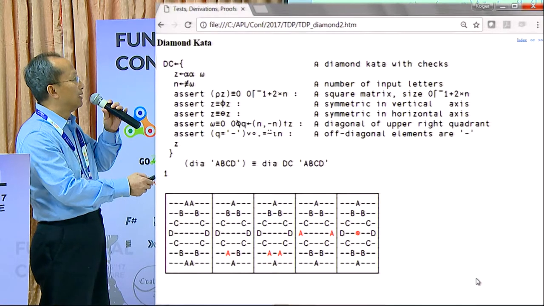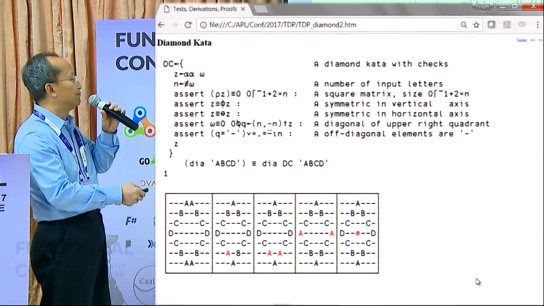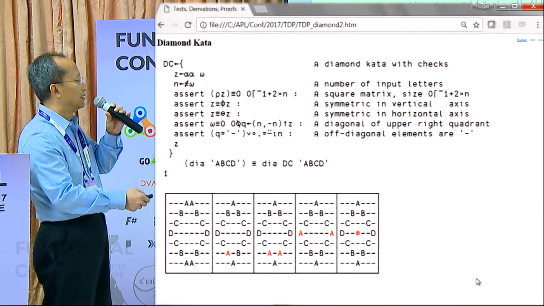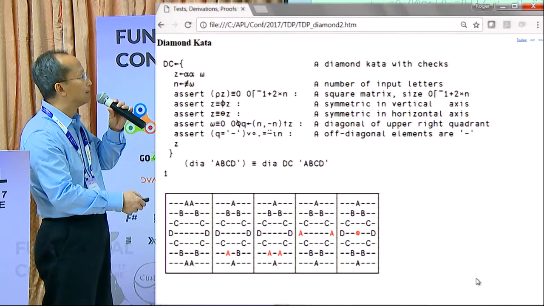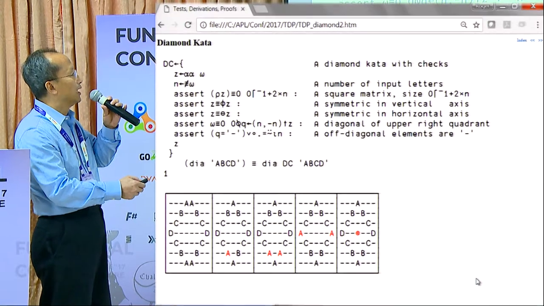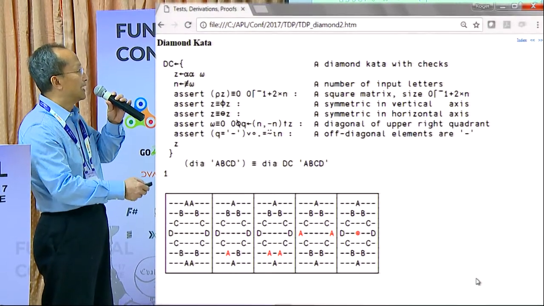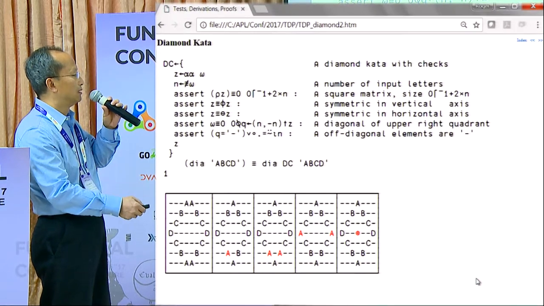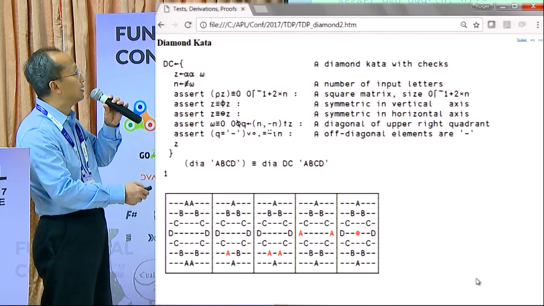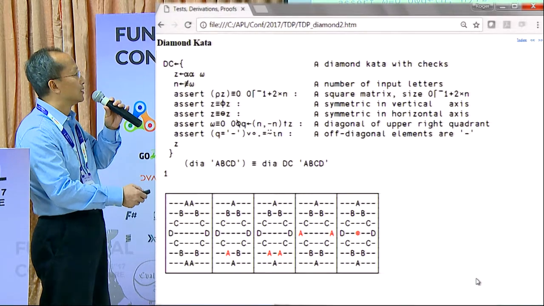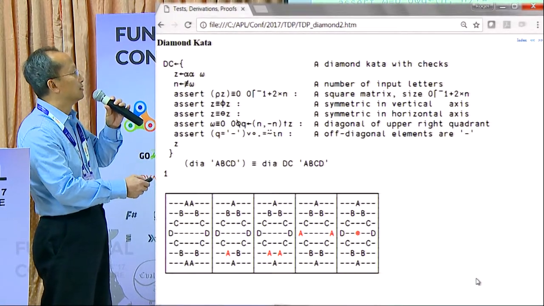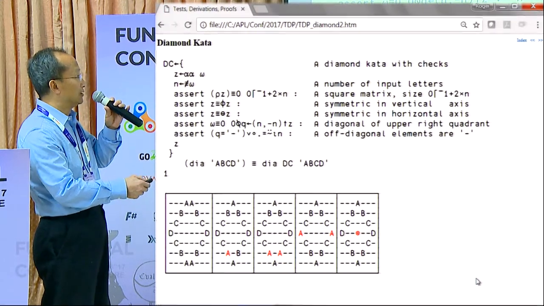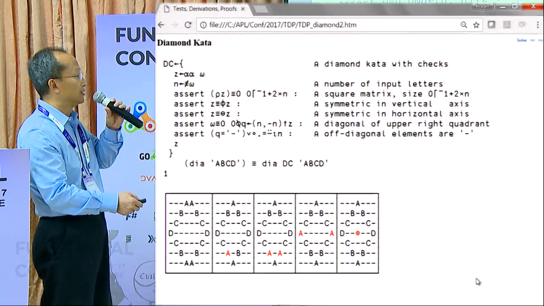Okay. And I'm going to form Q, which is the upper right quadrant of the result matrix. And the diagonal in this upper right quadrant should be the input letters. And finally, in this quadrant, the off-diagonal entries should be the dash.